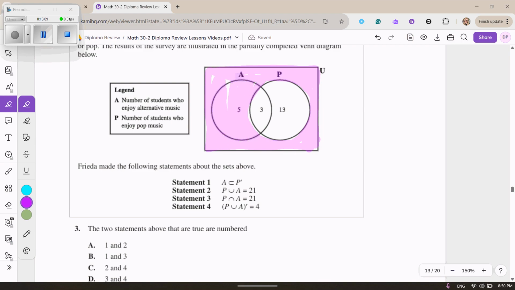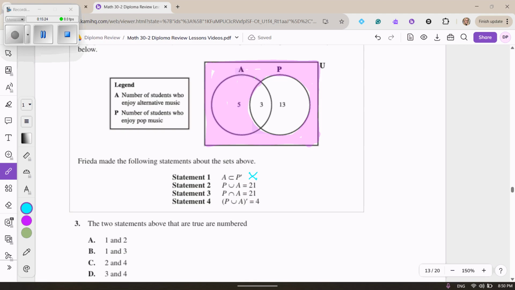So what we're saying is all of A is in P complement. So did we shade all of A? No, we missed that 3 in the middle. So this is a false statement. Next statement says P union A equals 21. So remember that the union means or, which means that we add up everything inside the circle. So 8 plus 13, and that does equal 21. So that's a true statement.